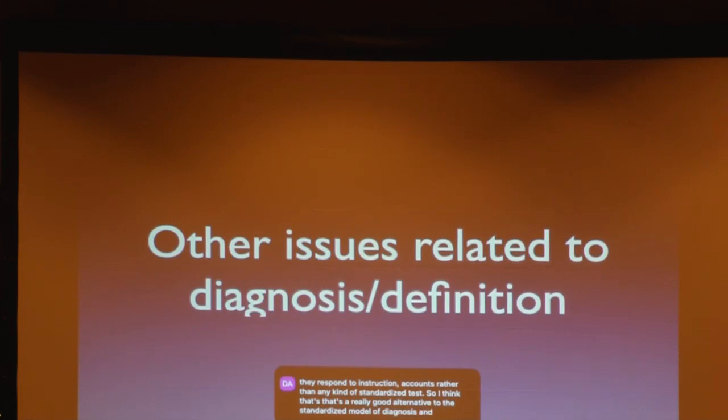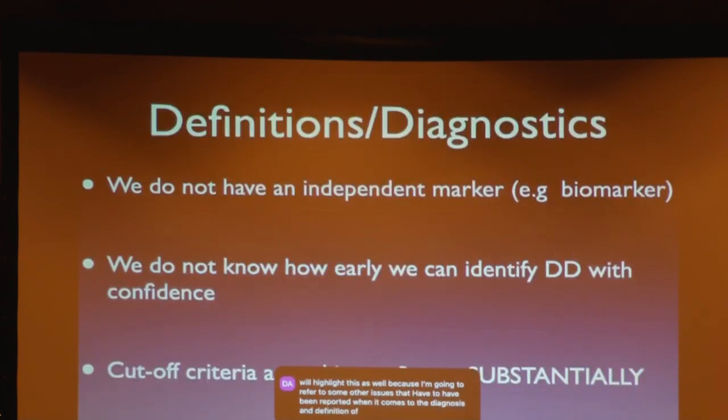And I will highlight this as well because I'm going to refer to some other issues that have been reported when it comes to the diagnosis and definition of developmental dyscalculia. One of the real issues with developmental dyscalculia is that we don't have an independent marker. So you can't take a test and say, I've got developmental dyscalculia. That's impossible. Later on, I'll talk about genetics, which makes us even less optimistic that there'll be a biomarker. So that means we have to use arbitrary cutoff criteria to determine who is somebody with and without developmental dyscalculia.